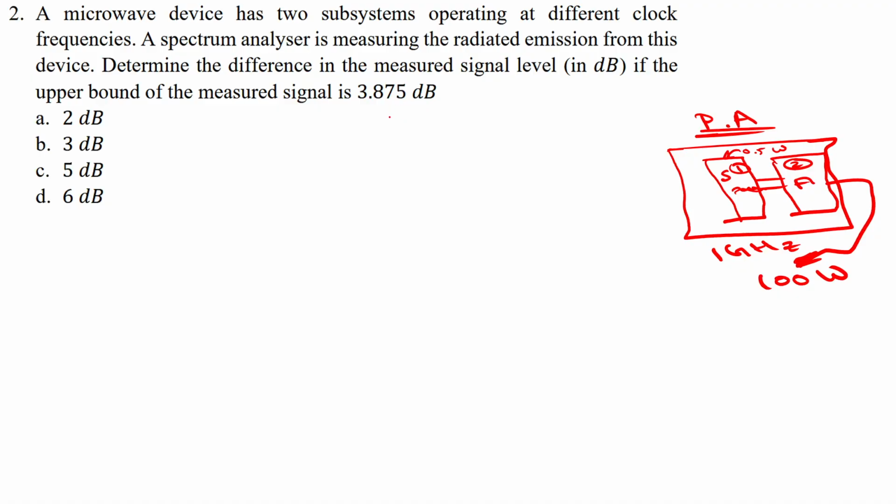Now what is happening is a spectrum analyzer is measuring the radiated emission from this device. Maybe the shielding is not proper, or there are some faulty devices in subsystem 1 and subsystem 2. So there is some radiated emission coming out from both subsystems, and we are using one spectrum analyzer to measure the radiated emission from this device. We have to determine the difference in the measured signal level if the upper bound of the measured signal is, as they have already measured, 3.875.